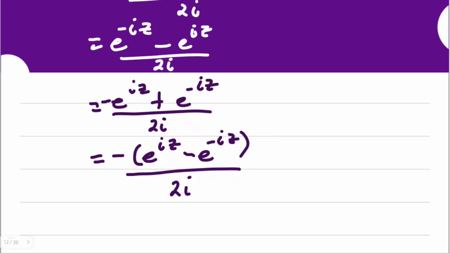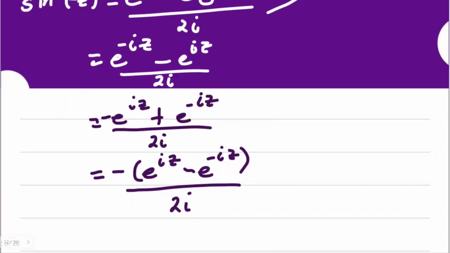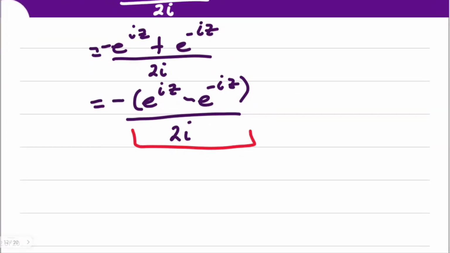And again, what is this? It's the sine z. So we have the negative of sine z. We have shown that sine of negative z is equal to the negative of sine z, again showing that this trigonometric function is an odd function for complex numbers. So we have shown that this is really true.